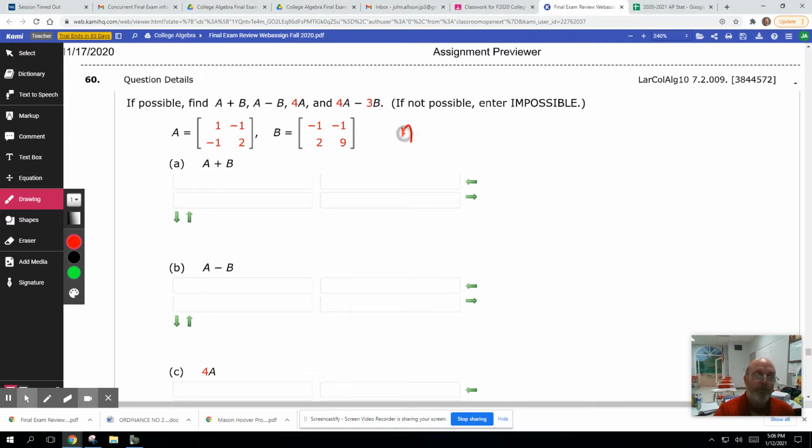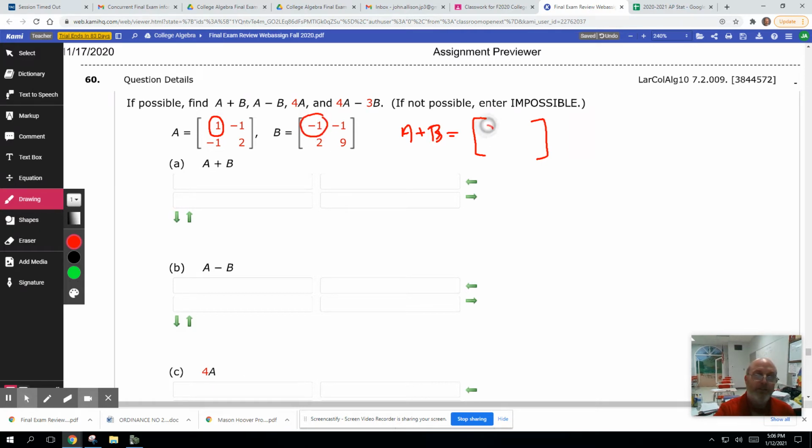So A plus B. To add two matrices, they have to be the same dimensions. A is a 2 by 2 matrix. B is a 2 by 2 matrix. So we can add these because they're both the same dimensions, and we're going to get a 2 by 2 matrix when we add the first row, first column entries to each other, corresponding entries.